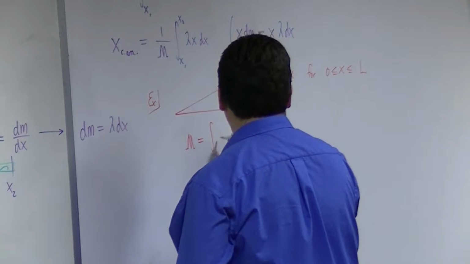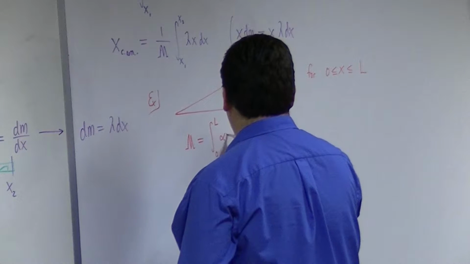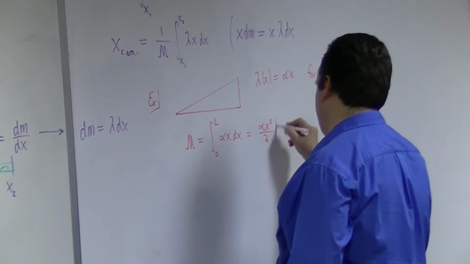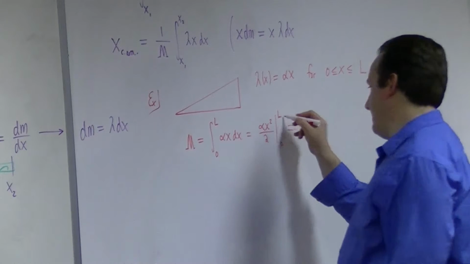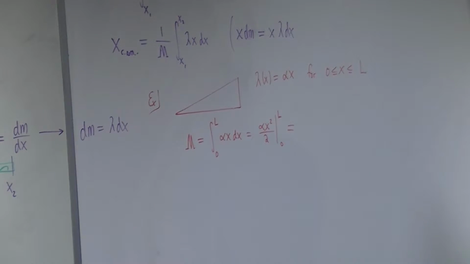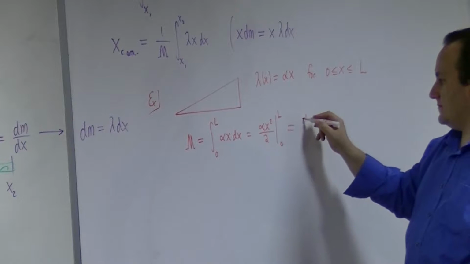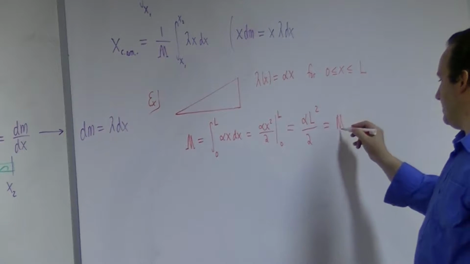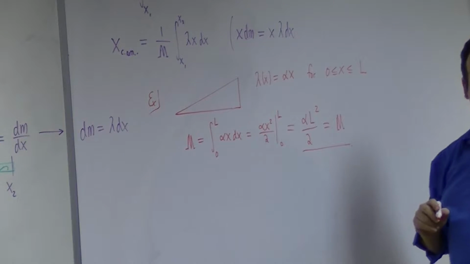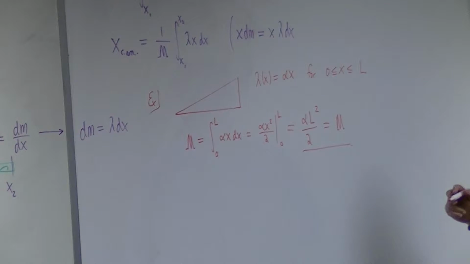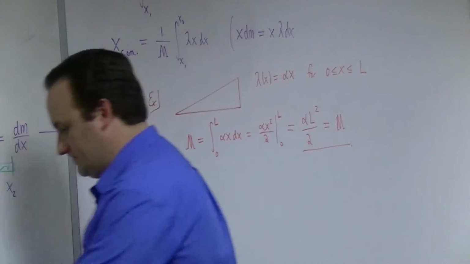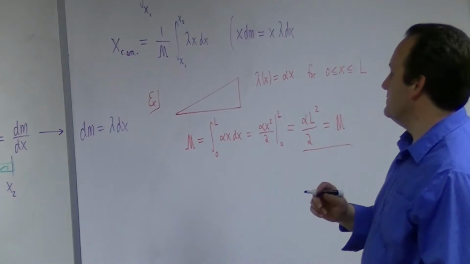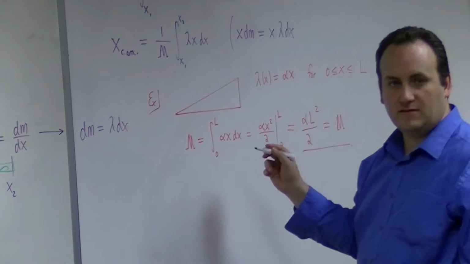I integrate from 0 to L of alpha x dx. What do we get? Alpha L squared over 2. Indeed, there you go, that's the total mass. And then we should calculate the center of mass. I'll do that right below it.